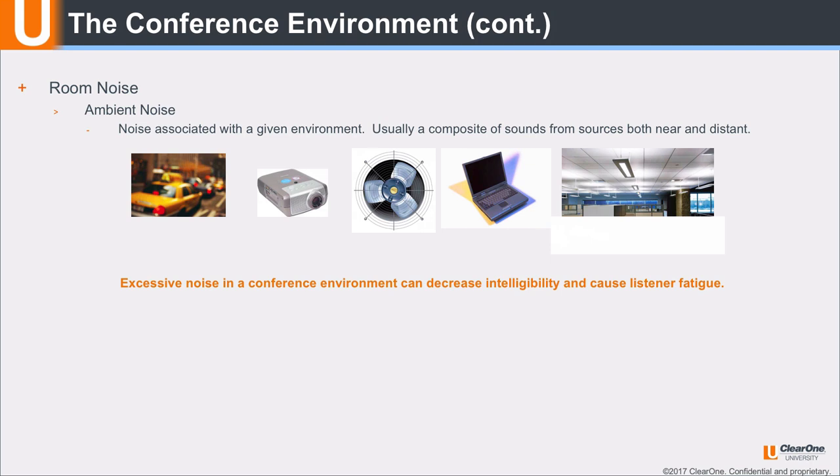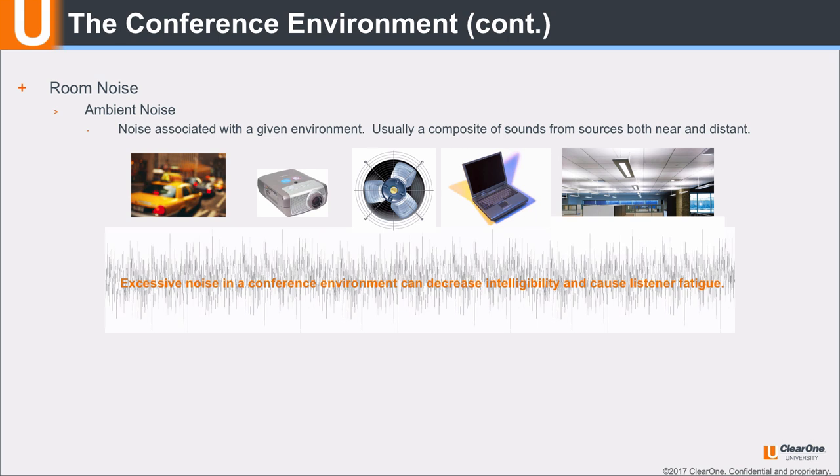Another environmental factor in the performance of a conference system is room noise or ambient noise. Ambient noise is noise associated with a given environment, usually a composite of sounds from sources both near and distant. Sources of noise include air handling systems, fluorescent lighting, equipment noise such as projectors or computer fans, and outside noises. Excessive noise in a conference environment can decrease intelligibility and cause listener fatigue, particularly for those on the far end, since they lose the advantage of sound localization, or detecting the direction and distance of a sound, which helps us isolate speech in a noisy environment. This is the benefit of binaural hearing.